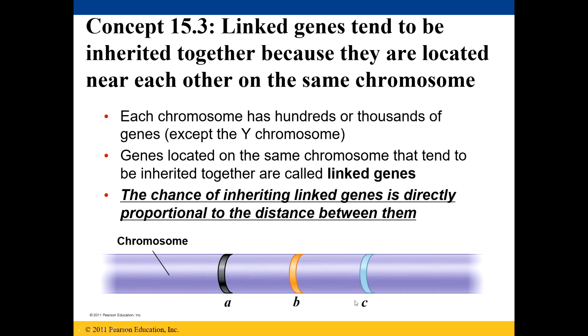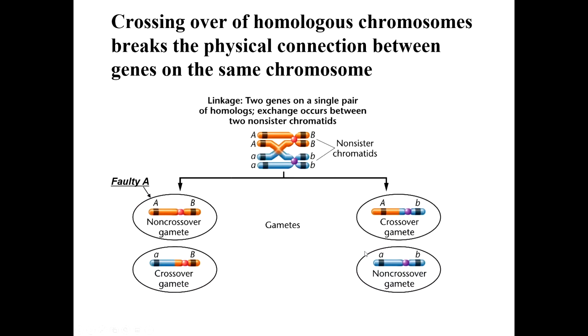These are all recessive. But what can change this up is crossing over, where we exchange segments. What happens if two chromatids exchange segments and get that faulty A off of this chromosome? That is one thing that can disrupt linkage, but it's very hard to do. It also explains why some traits are carried together, for example, why red-haired people usually have freckles. Those are closely linked. As you see here, crossing over of homologous chromosomes breaks the physical connection between genes on the same chromosome.